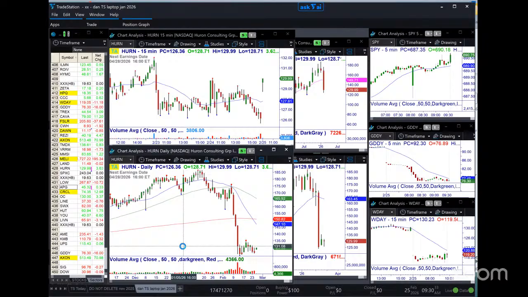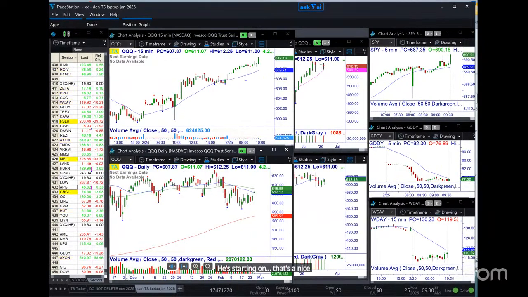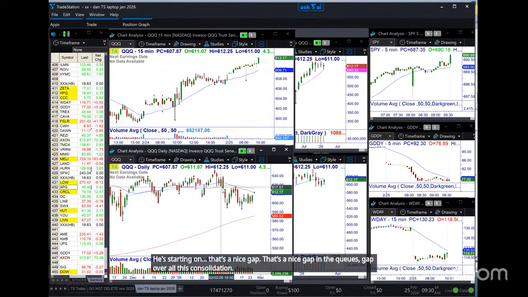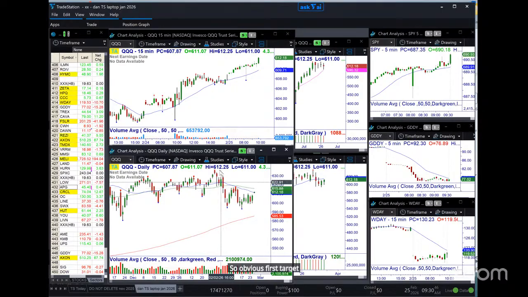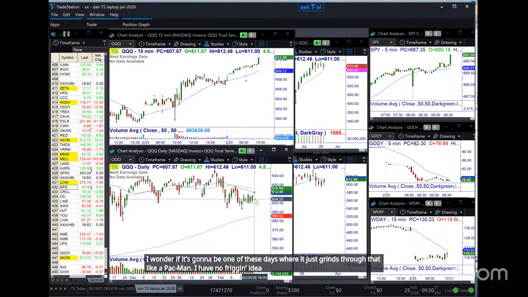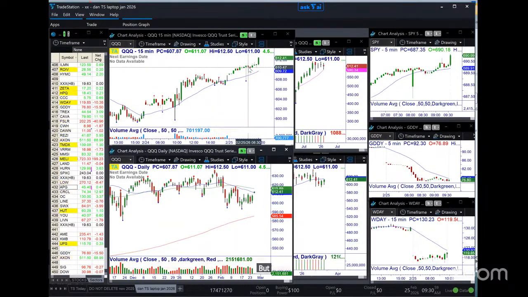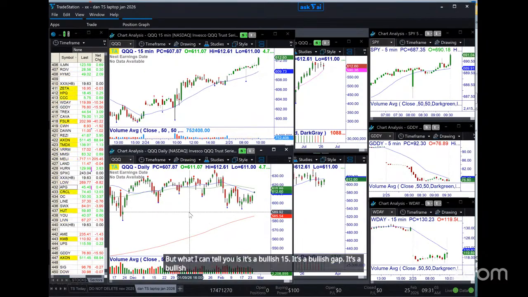He's starting on. That's a nice gap. That's a nice gap in the Qs, gapping over all this consolidation. So obvious first target, these prior highs, but it still has a void. I wonder if it's going to be one of these days where it just grinds through that like a Pac-Man. I have no idea. But what I can tell you is it's a bullish 15, it's a bullish gap, it's a bullish 5-minute bar so far, and from the first minute.